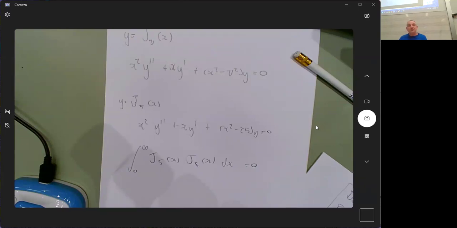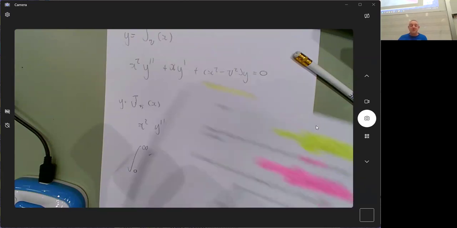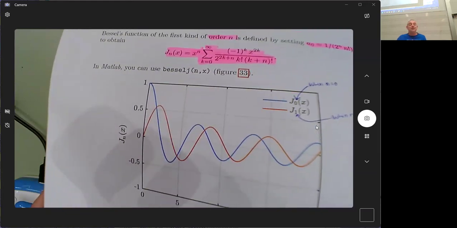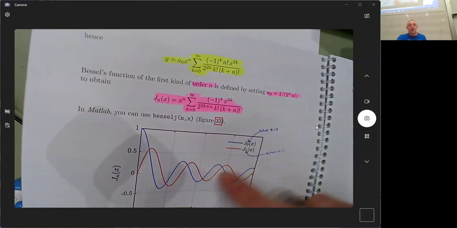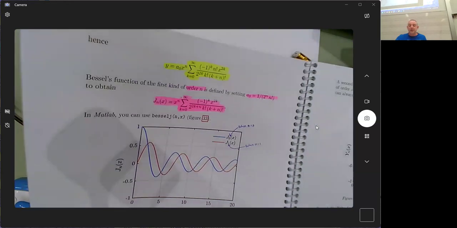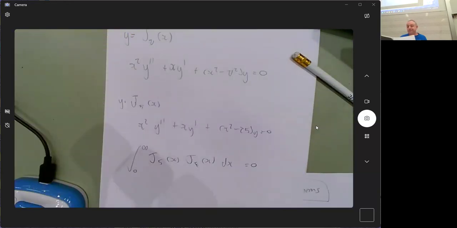And to know what they look like, you know, they're squiggly. And they decay, right?